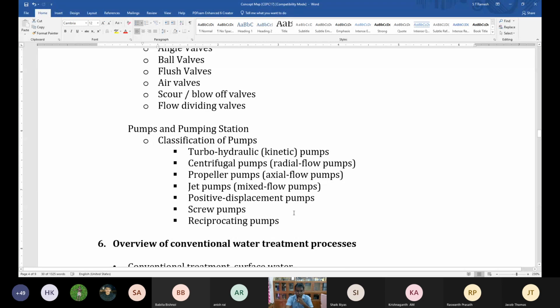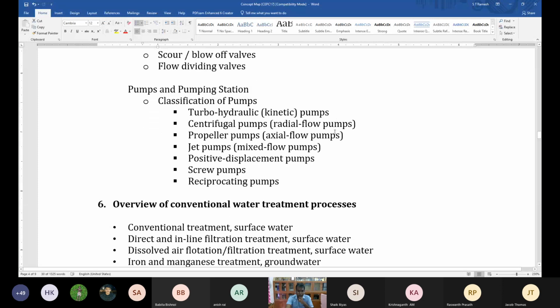And what are the different types of pumps and essential pump components in the pumping station. Probably you would have come across bigger pumping stations in your cities as well. Classification of pumps: mainly they may use hydraulic pumps, centrifugal pumps, axial flow pumps, mixed flow pumps, or otherwise jet pumps, and positive displacement or reciprocating pumps, and screw pumps. So these are the different classifications of pumps used in the pumping station.